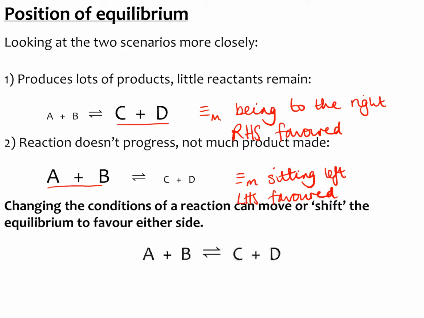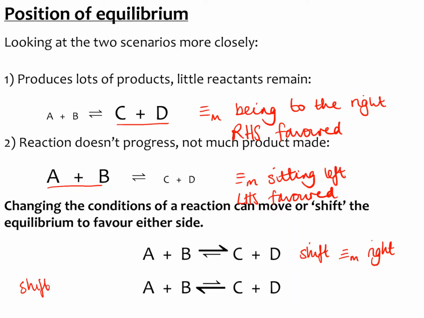Now if we take the reaction here, if we were to increase the rate of the forwards reaction, we will move or shift the equilibrium to the right. It would cause the position of equilibrium to move more towards C and D and produce more C and D. We could also look at the reaction where we increase the rate of the backwards reaction, and that would shift the equilibrium left, because it favours the formation of the reactants.